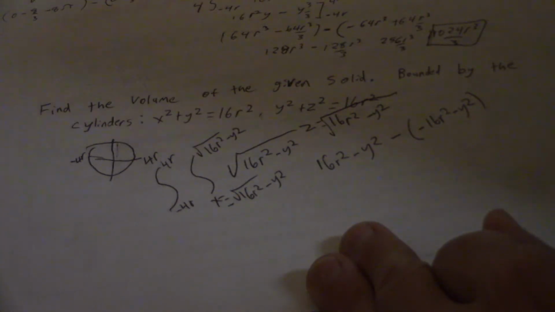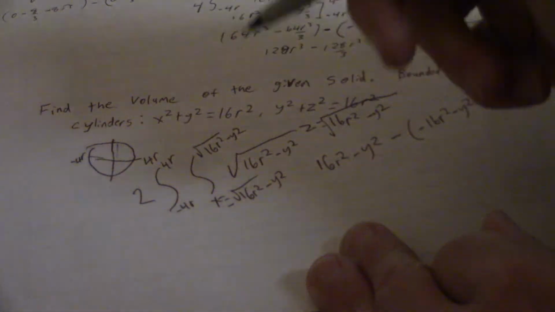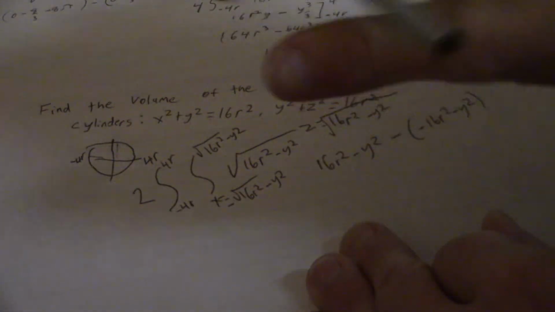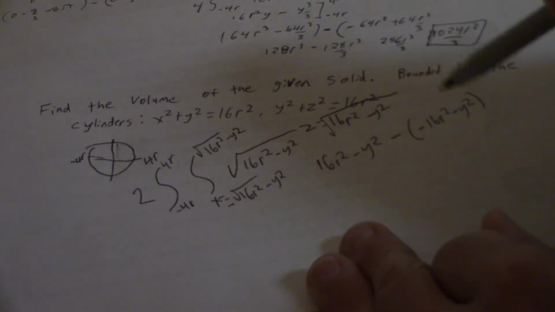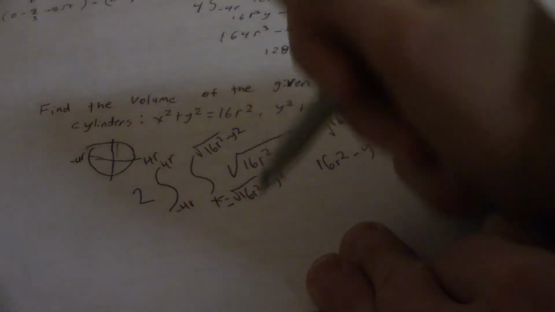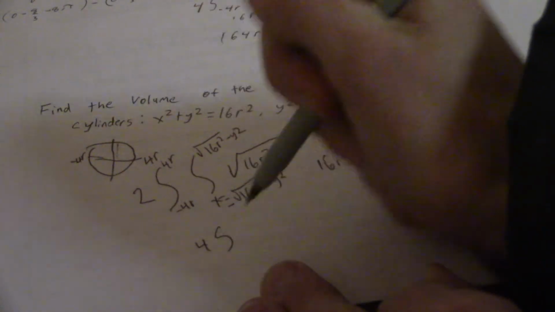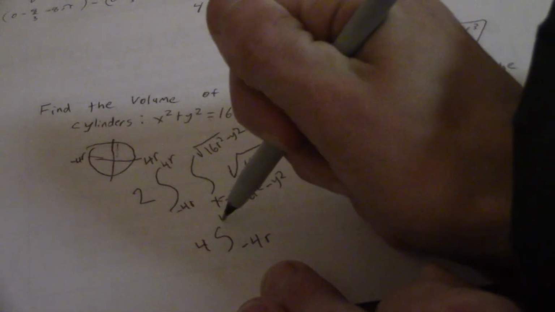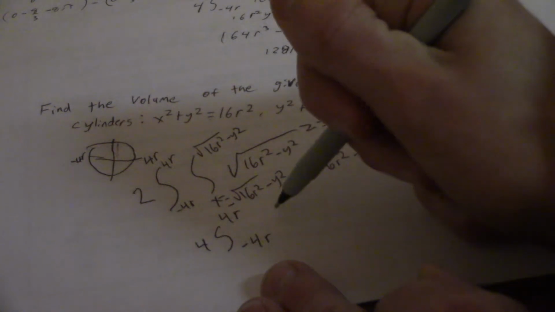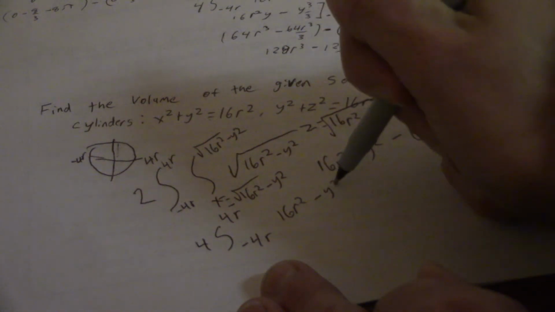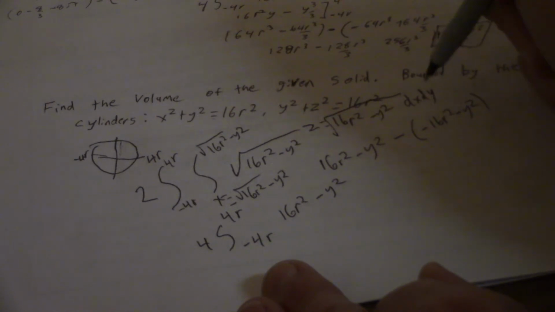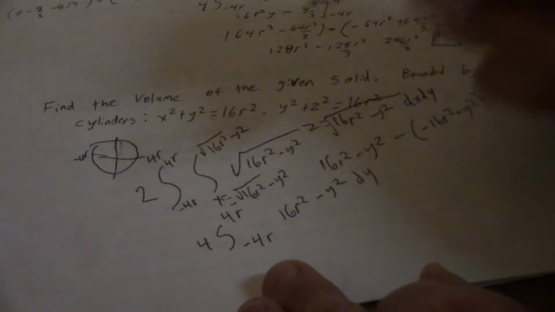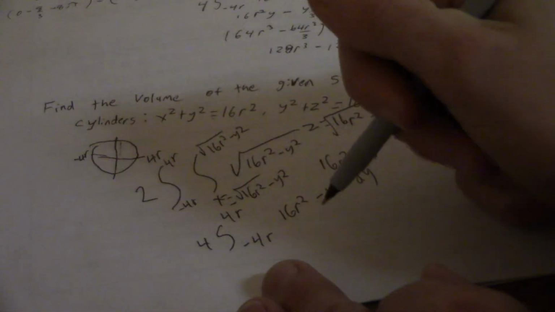I forgot earlier, since there are 2 cylinders and the way they come together, you need to multiply by 2, because we're solving for half right now. But now we're taking out another 2 because these are added together. So everything is multiplied by 2. So that simplifies the integral to 4 times the integral from negative 4r to 4r of 16r squared minus y squared. I didn't mention earlier, this was dx dy. So now we have just dy. So you solve for that, and that's not too hard.